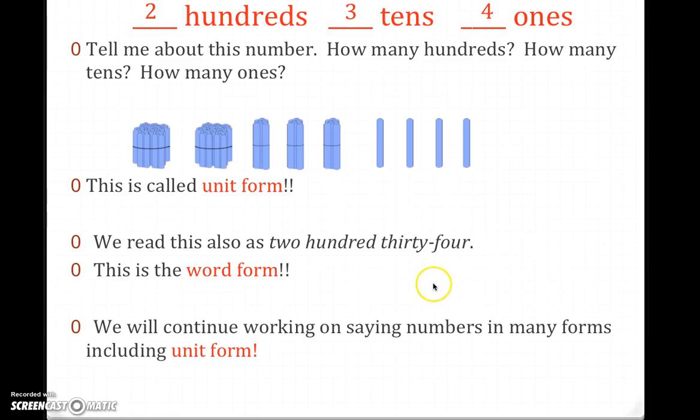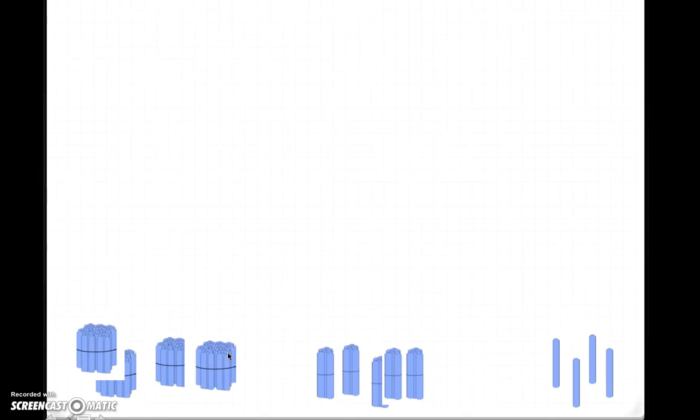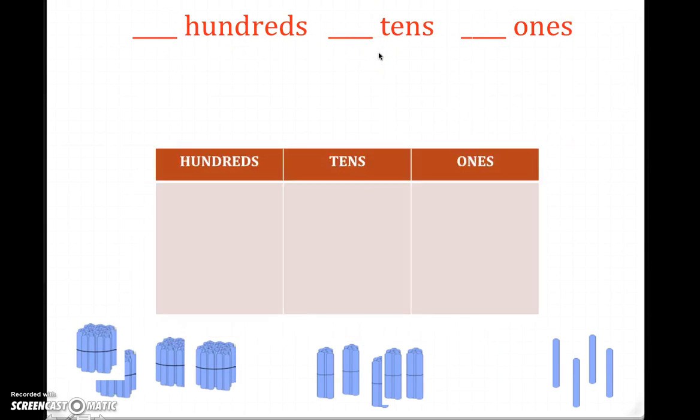We will continue working on saying numbers in many forms, including our new unit form. Let's try some more. So it's pulled apart as blank hundreds, blank tens, blank ones.